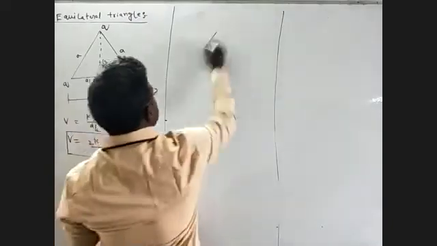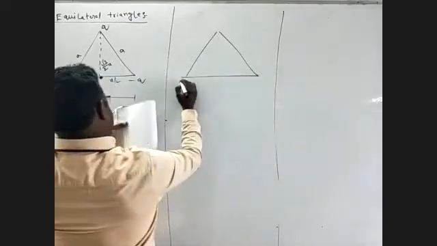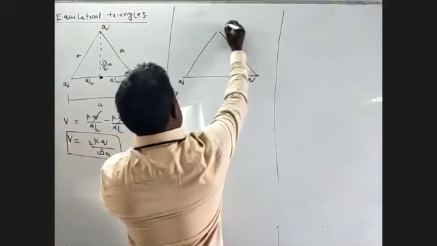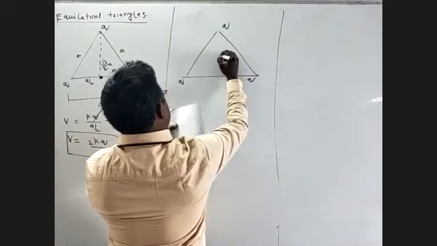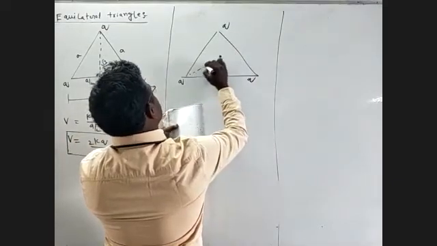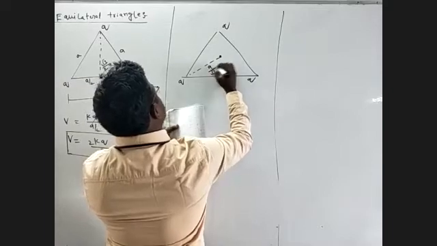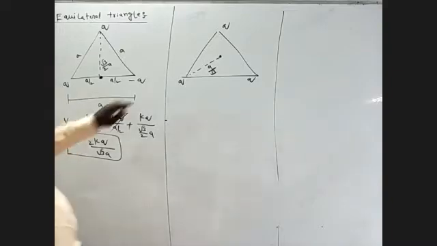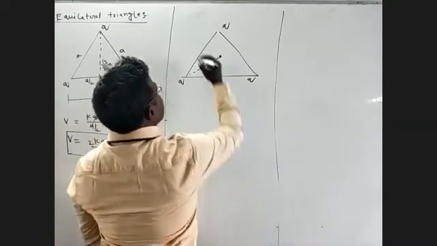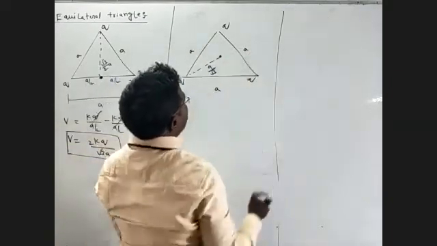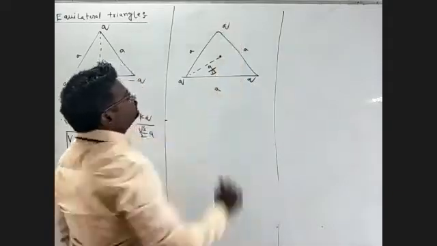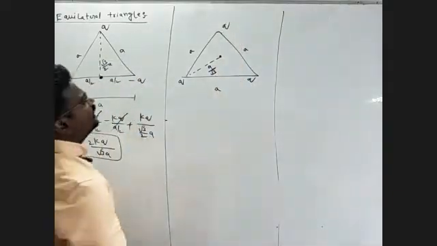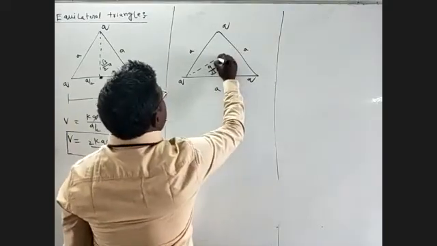So next model: this is Q, this is Q, this is Q. We are calculating at this point. From here to here the distance is a by root 3. This is a basic point, you know very well. So what is the electric potential at this point? The distance between the charges is a. This is the electric potential at the center point.